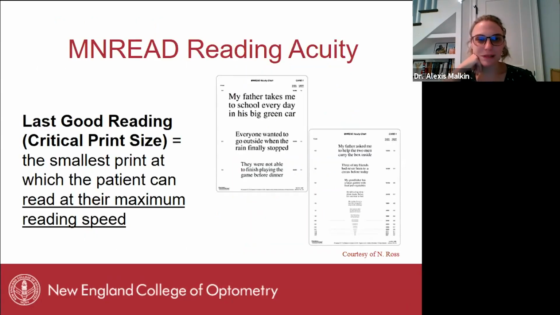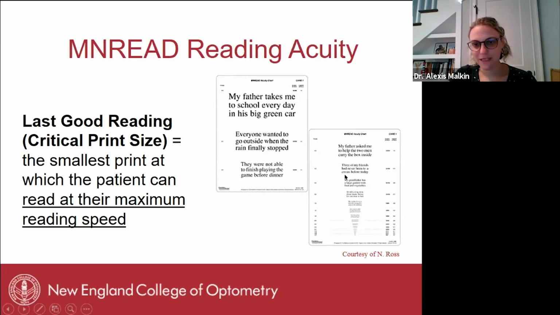And we use what we call the last good reading or critical print size. So it's the smallest print at which the patient can read at their maximum reading speed. So the principle is that you would have the patient start all the way at the top here. "My father takes me to school every day in his big green car," and they would read all the way down to where it fades out.